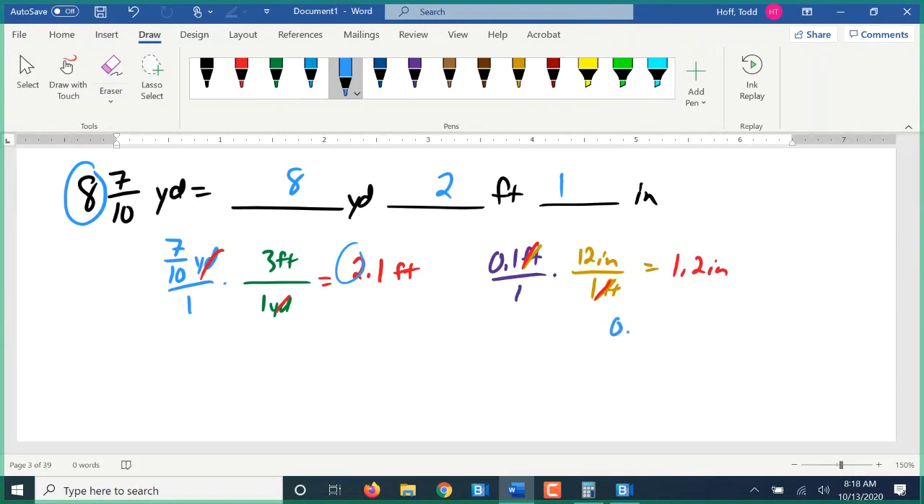And then we take the 0.2 over 1 and we'll convert it to sixteenths. 1 times 16 is 16. 0.2 times 16 is 3.2. So 3.2 sixteenths is between 3 sixteenths and 4 sixteenths. 3.2 is closer to 3 sixteenths. That's 8 yards, 2 feet, 1 3/16 inches. Any questions there?